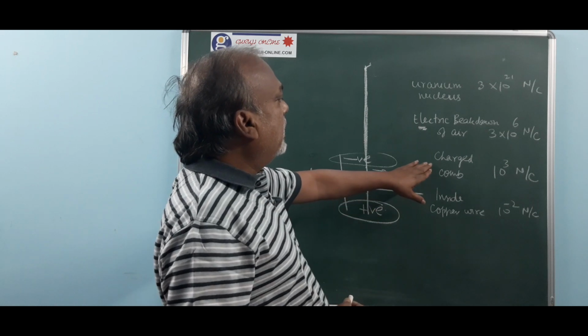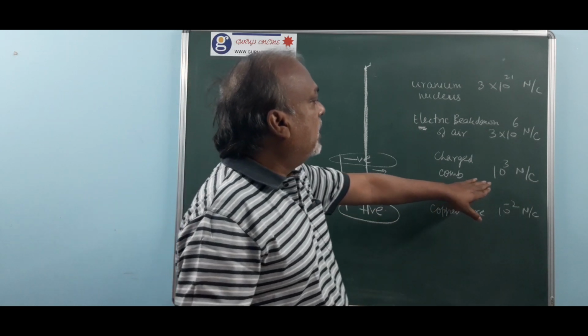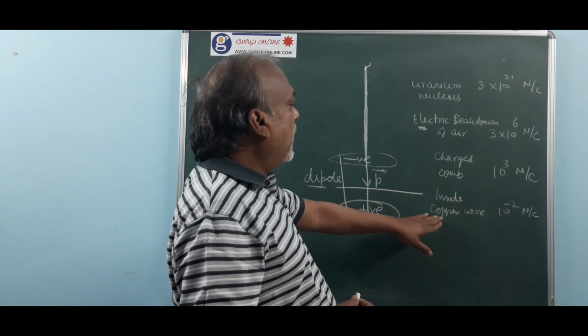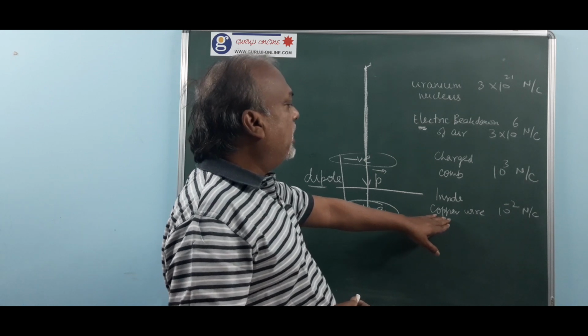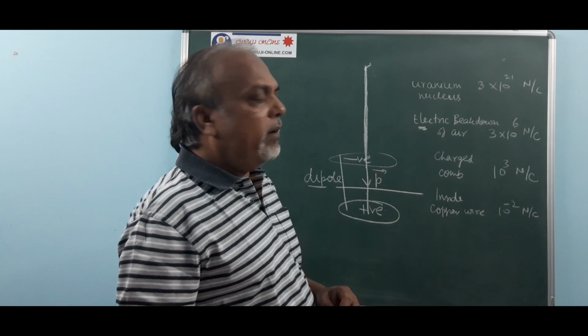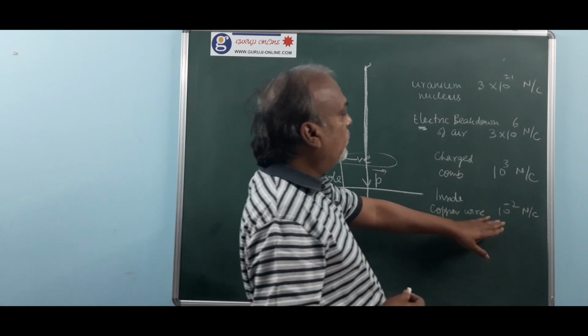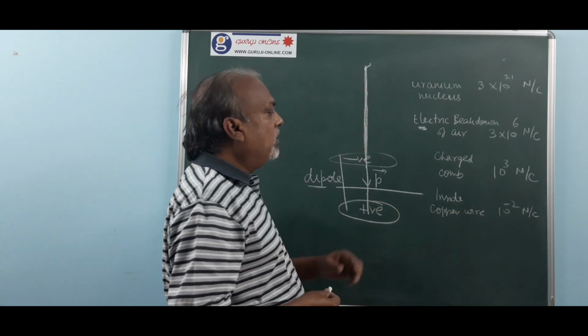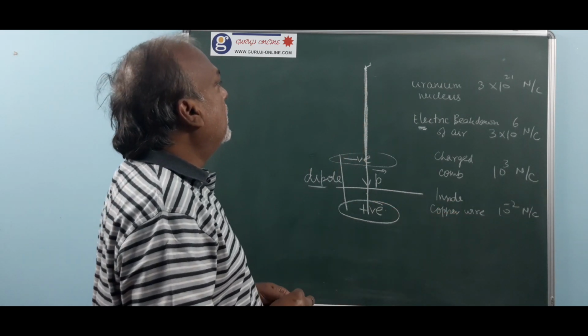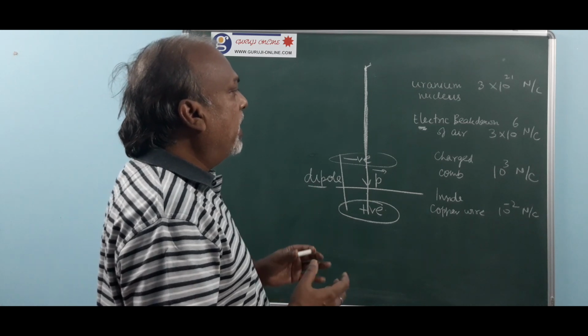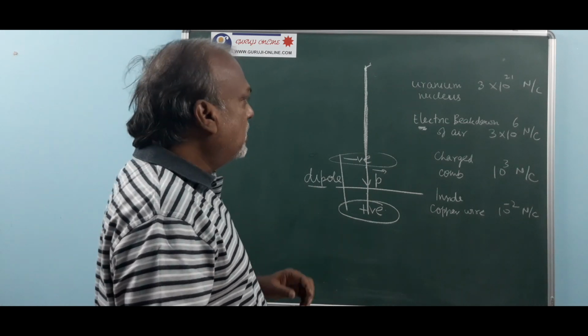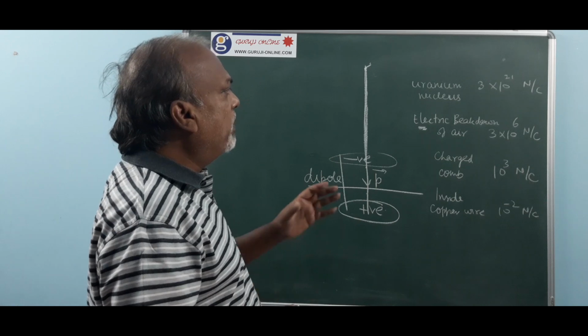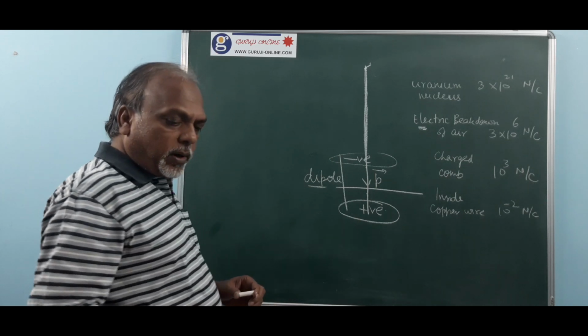Like that, in a charged comb also, we find this kind of electric field. In household wiring, the electric field is very small. That's why we are not able to experience a shock or a spark or whatever it is. So this is to give you some idea about the electric field.